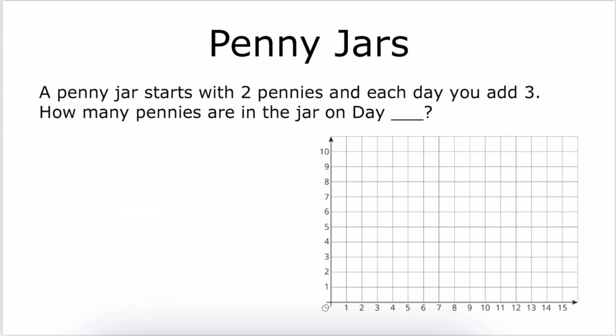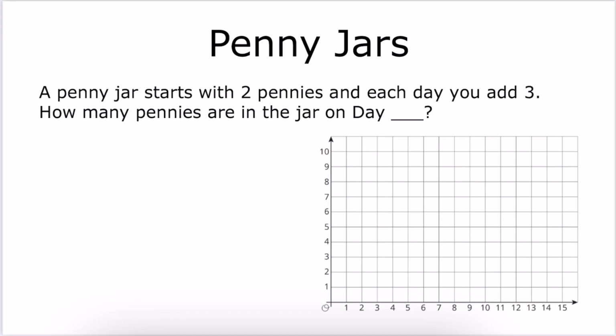So, for example, if we look at the penny jar situation, where you have a penny jar that starts with 2 pennies, and on each day you add 3 pennies, and you ask the students how many pennies are in the jar on a specific day, the students aren't necessarily going to think about this in terms of independent and dependent variables. In this situation, the day number, which is one of your variables, is the independent variable. And then the number of pennies is the dependent variable because the number of pennies depends on which day you're at and how many days you've been adding pennies. So the pennies would be dependent and the day number would be independent.